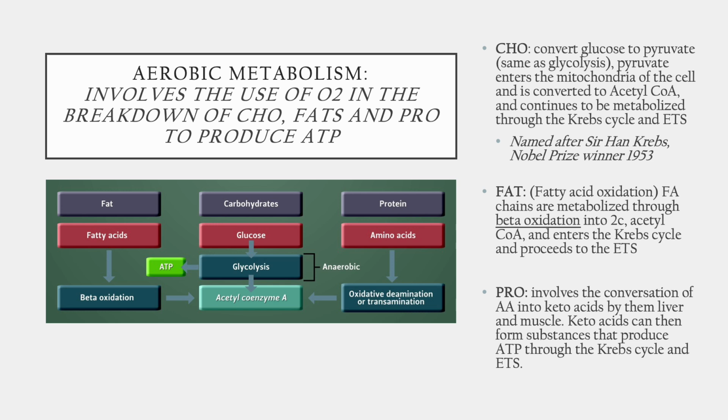So again, carbohydrates, we convert glucose to pyruvate. This is the exact same as glycolysis. And I have diagrams for you a little later also. Pyruvate enters the mitochondria of the cell and is converted to acetyl-CoA and continues to metabolize through the Krebs cycle and the electron transport system. So let's stop right there.